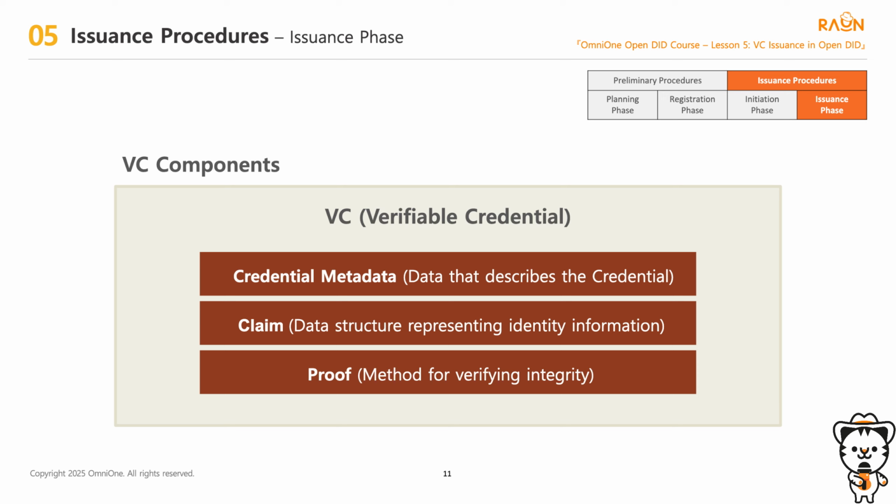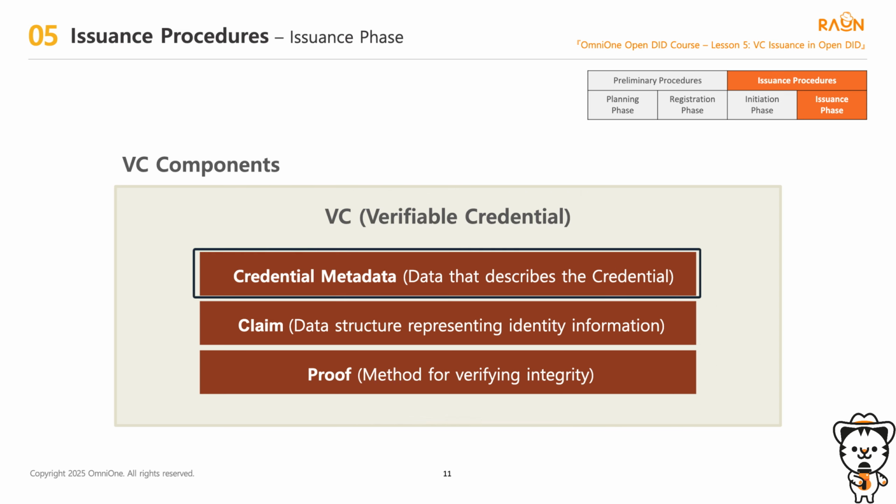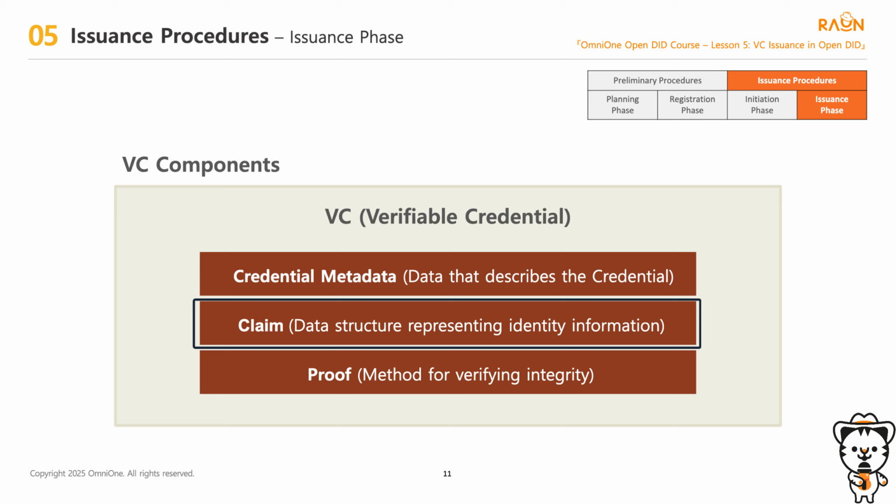Now let's take a look at the components of a verifiable credential. A VC typically consists of credential metadata, claims, and proof. Credential metadata includes information such as issuance date, expiration, and schema reference. Claims refer to the actual attribute data. In the case of a diploma, this might be the graduate's name, degree, and graduation year. Proof includes the cryptographic information needed to verify that the VC was issued by a trusted issuer. For example, the issuer's digital signature is included here. When the proof is successfully verified, the recipient knows that the VC is genuine.